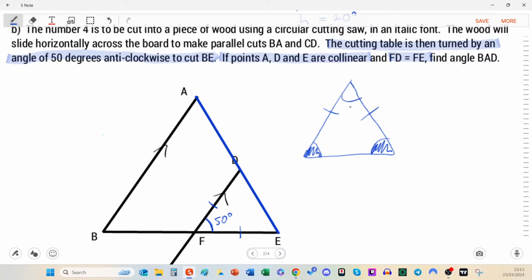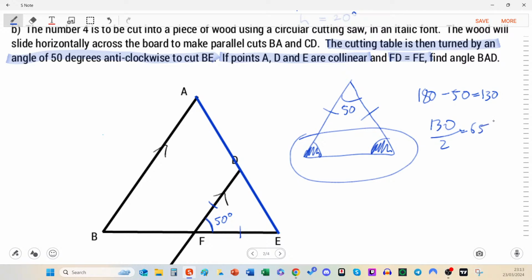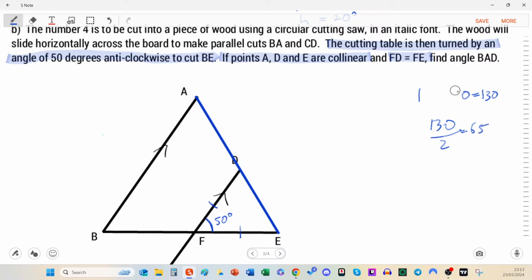Special triangle, if we know that this is 50, and they all add up to 180, we can very quickly write down that we're dealing with 130 shared equally between two angles. So 130 over 2, 65. Let's get rid of that and add it to our diagram. So 65, and it implies this is also 65. What else can we do?